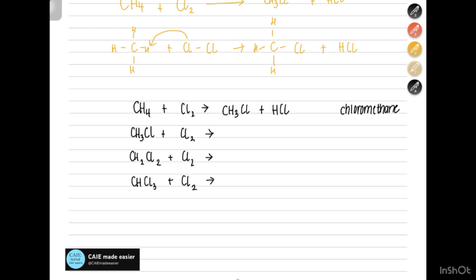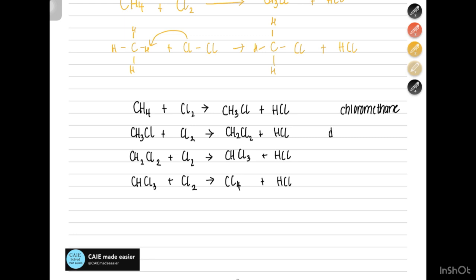Alright, so first we get CH2Cl2 plus HCl, CHCl3 plus HCl again, and then finally HCl and CCl4. Let's try to name them. Are you able to name them?